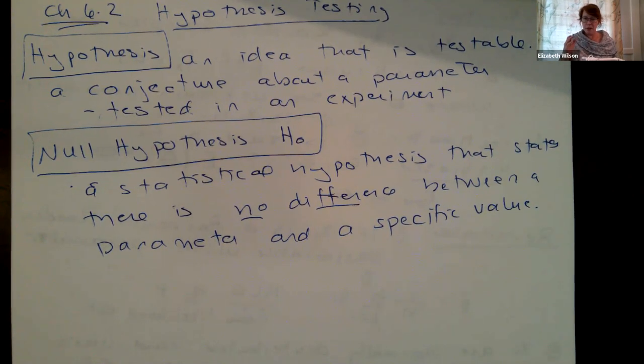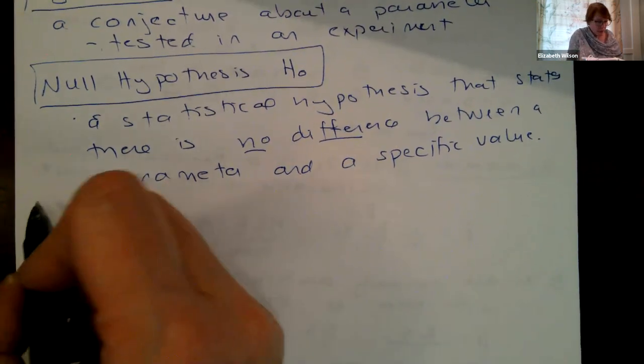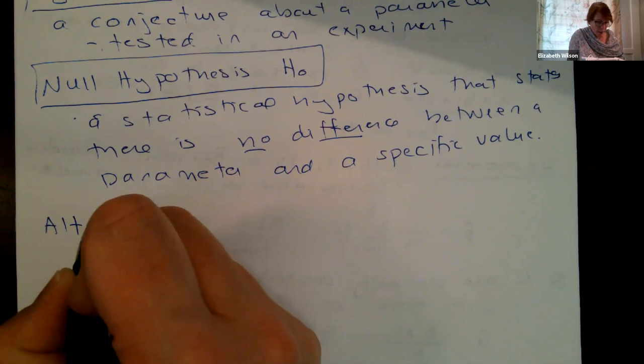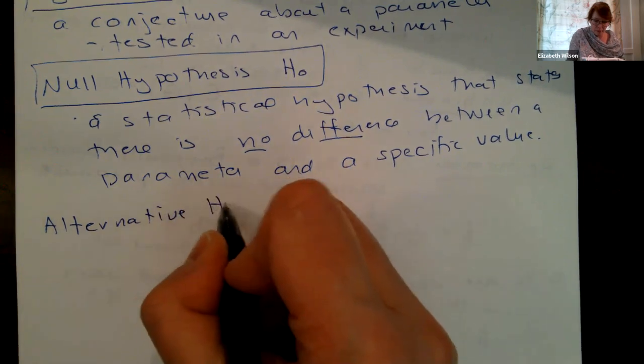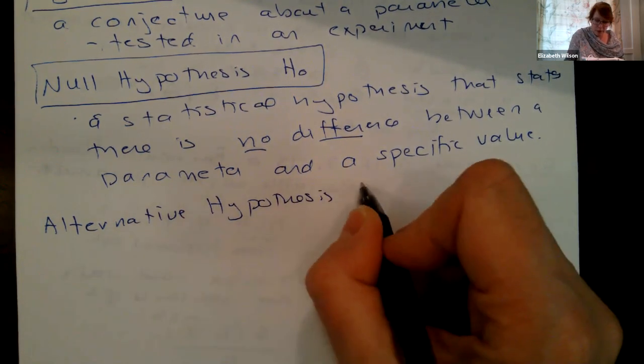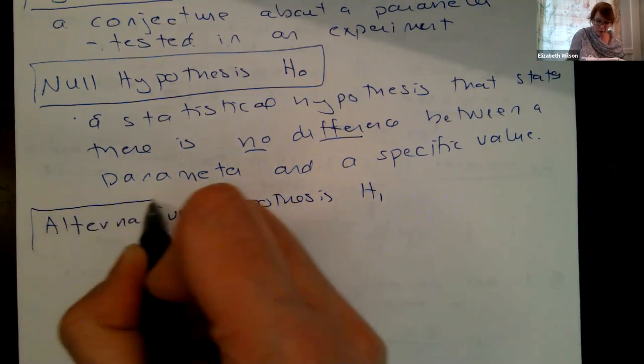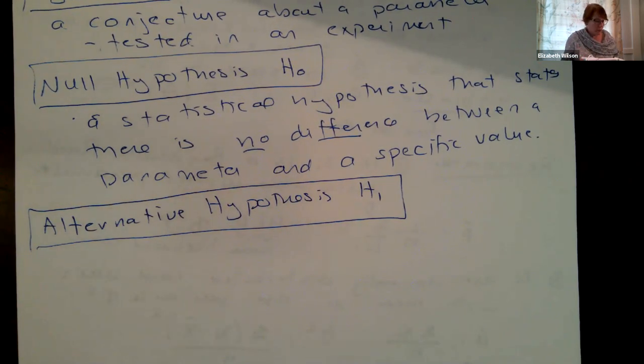So if I say your frequency is here, and my claim is that the frequency is there, the null hypothesis says there's no difference between the frequency here and the frequencies that I'm testing. The null hypothesis says that there's no significant difference between my claim, where I'm starting from, and where I'm actually getting values from. That's our null hypothesis. What we call the alternative hypothesis, we call H sub 1. This is a hypothesis that states that there is a difference.